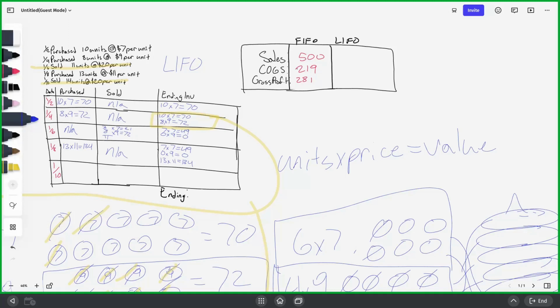This is how everything is looking so far. Last day, we sold things, so we did not purchase anything. We put an NA there. And we know we sold 14 units, so all of our units have to equal 14.